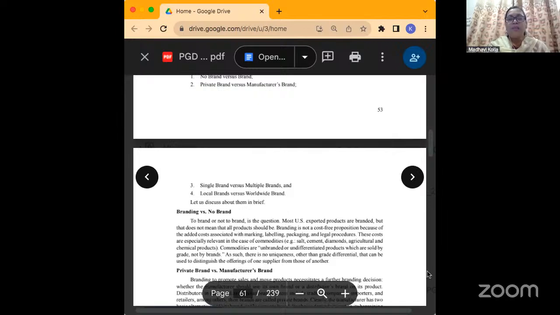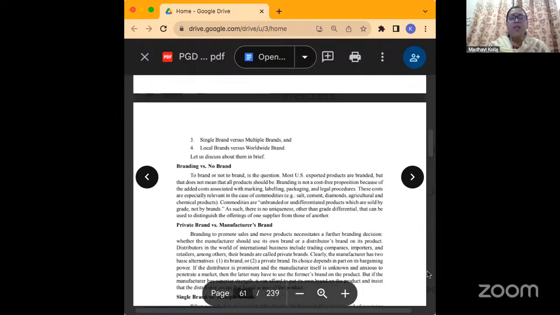What is a private brand versus a manufacturer's brand? So, in a private brand, what we are fundamentally seeing is that the branding decision is about whether the original company which has been selling its product, are we using that brand name or are we using a private brand name, for example, that of the local distributor? So, that is also an important aspect that we need to consider.